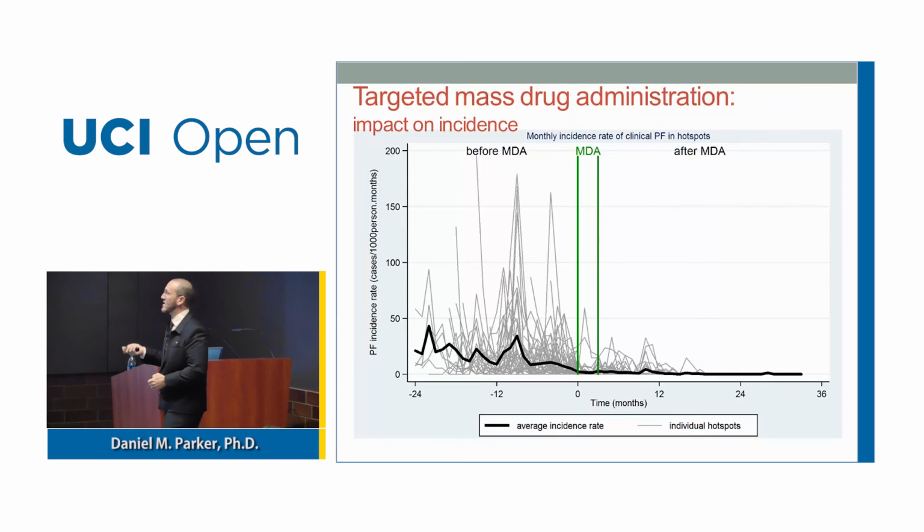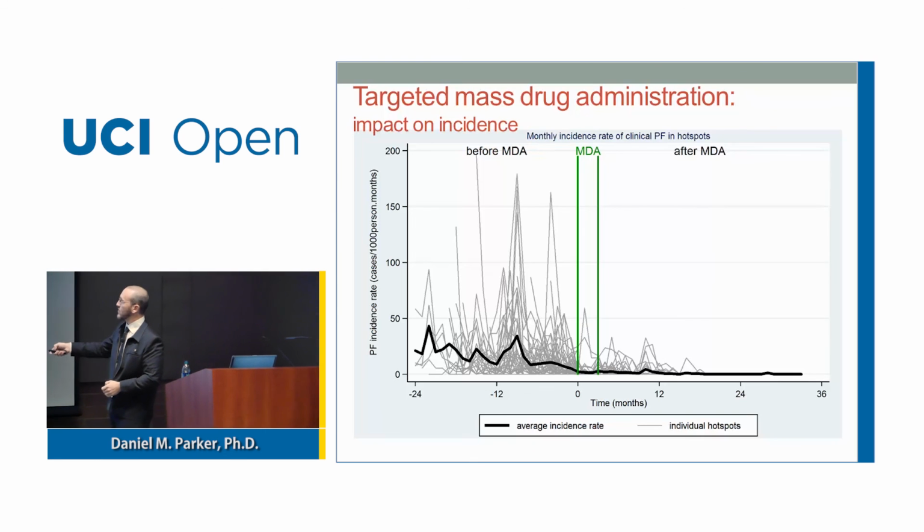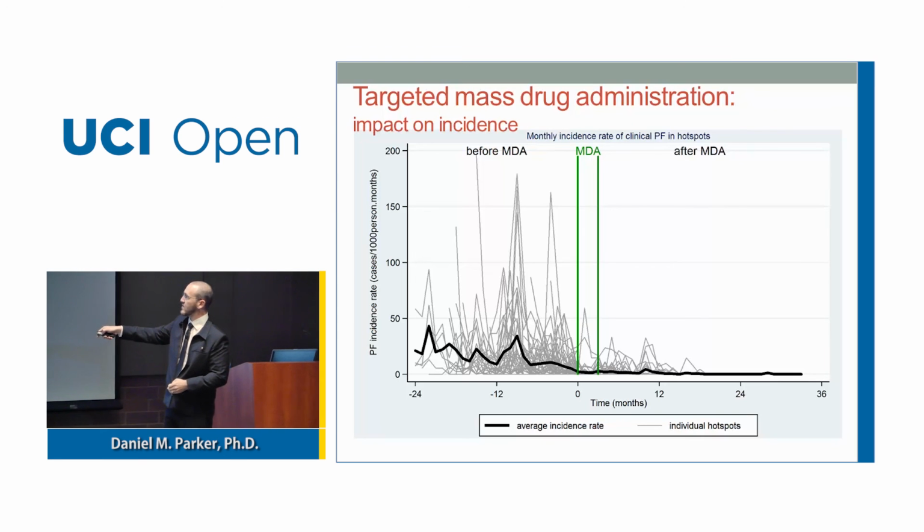Another way to look at the impact of the mass drug administration is to look at the incidence. So once again, this is 1 per 1,000 people per month. And these are just the hotspot villages. And then we do an MDA here, and you can see the incidence after MDA. It doesn't completely go to 0, but it really knocks it down, and it does so really quickly.